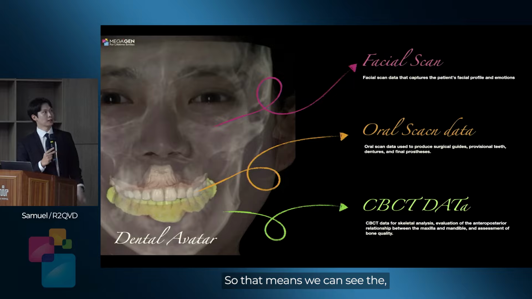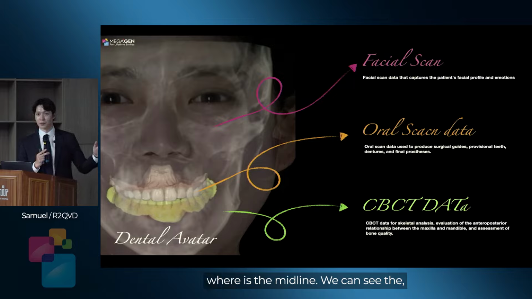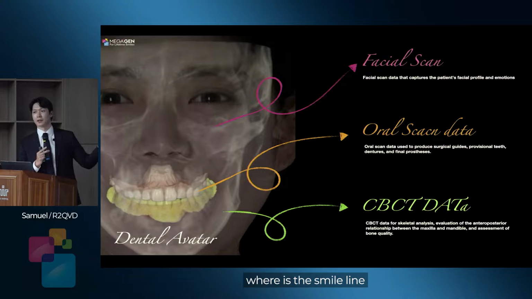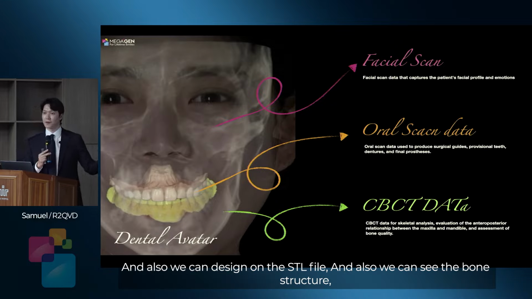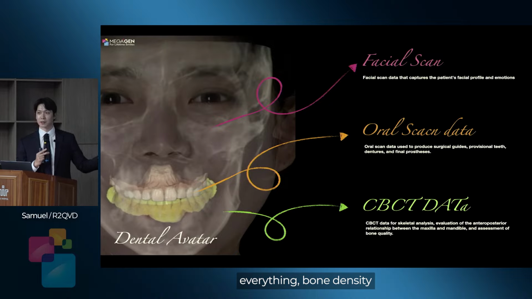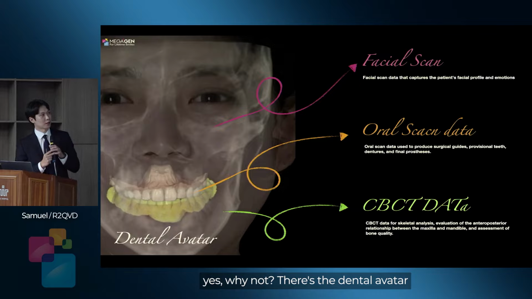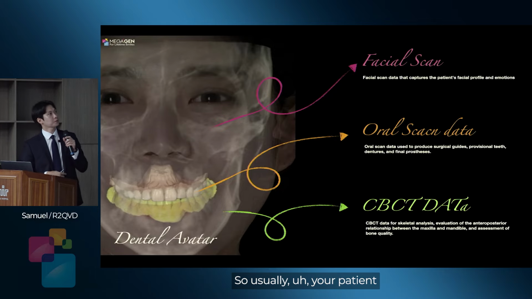That means we can see where the midline is and where the smile line is. And also we can design on the STL file. We can also see the bone structure, everything, bone density. If we want to place the implant, why not? That's the dental avatar.